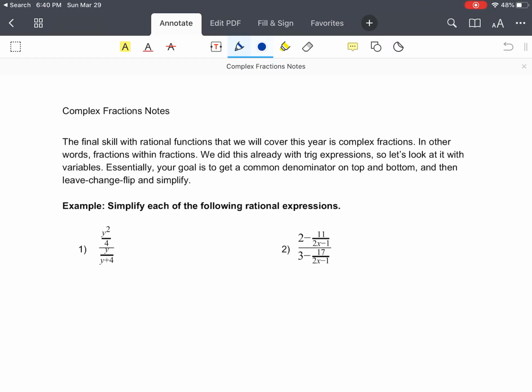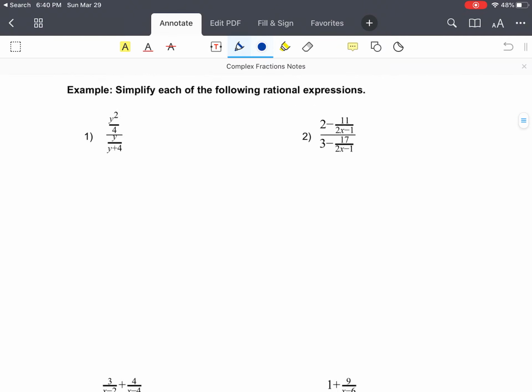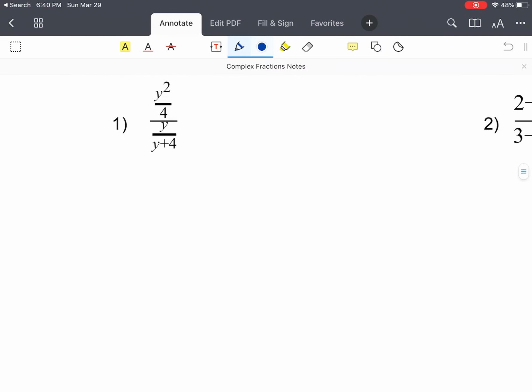It's not too hard. Basically what we're going to do is make sure that there's a common denominator on top and a common denominator on bottom. They don't have to be the same. A lot of times they will be. But I want to make sure there's one on top and one on bottom, and then leave, change, flip like I always do with fractions if I'm dividing them, because a fraction essentially just means division. So let's look at number 1 here.